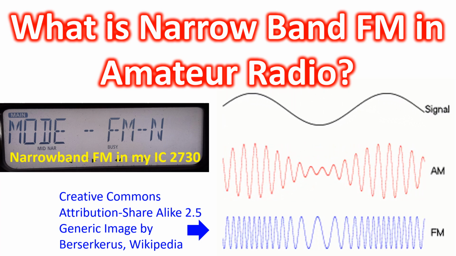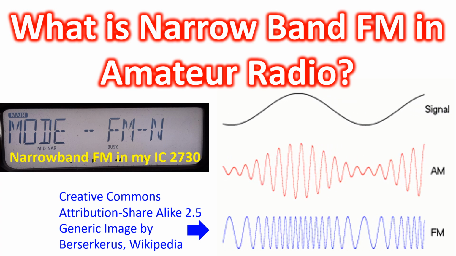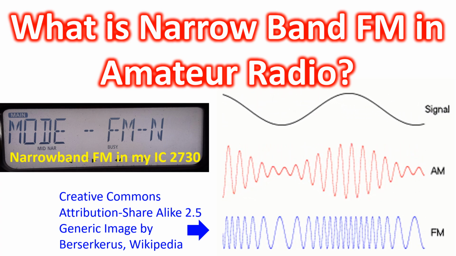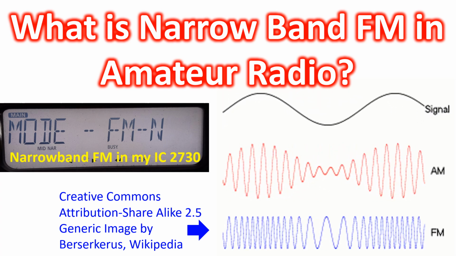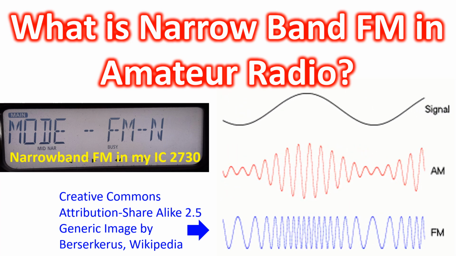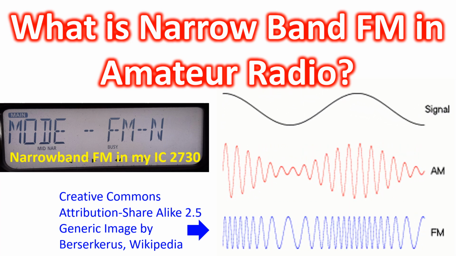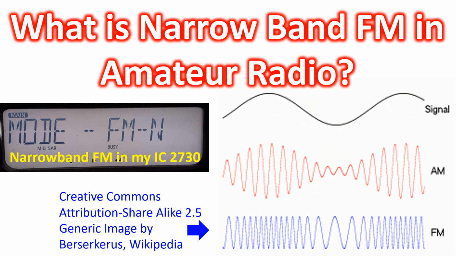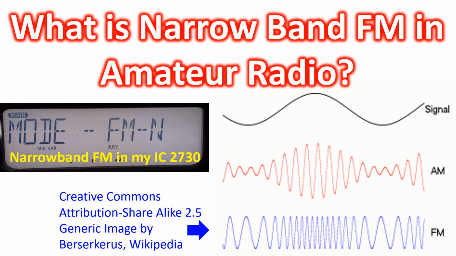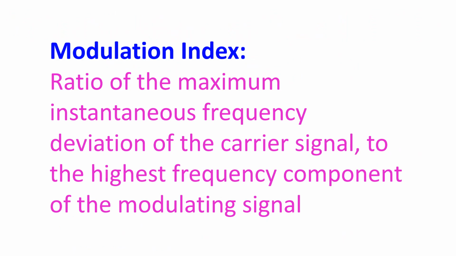Narrowband FM is one in which the change in carrier frequency is about the same as the signal frequency. In wideband FM, the change in carrier frequency is much higher than the signal frequency. Narrowband FM is typically used in two-way radio communication systems as in amateur radio.